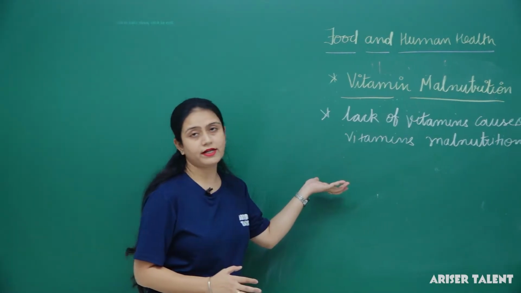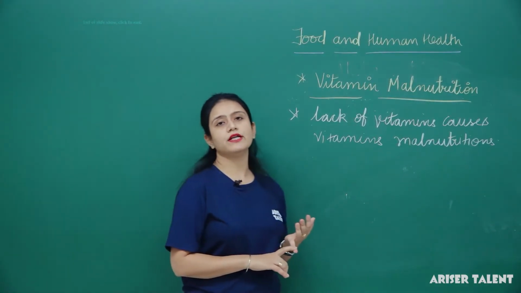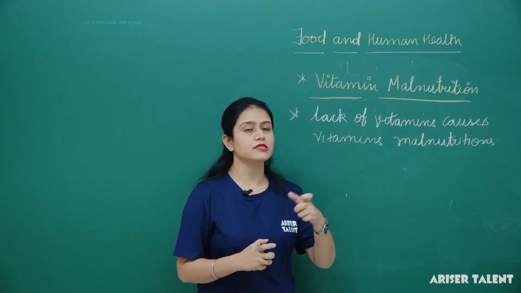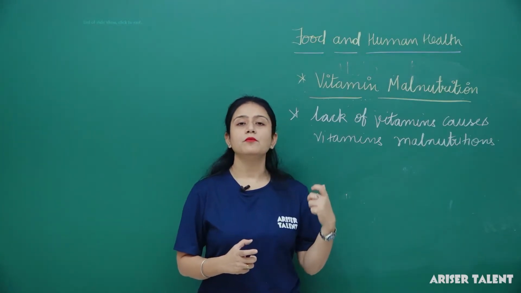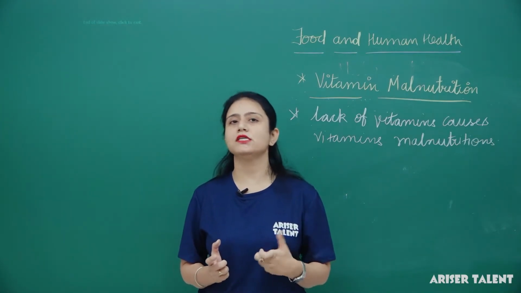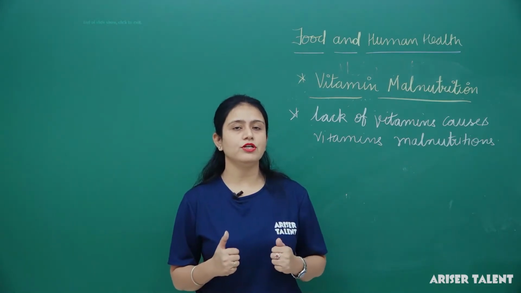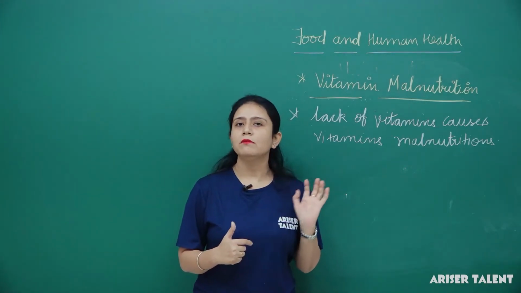So here we studied about the deficiency of vitamins, that is known as vitamin malnutrition. I told you the different types of vitamins, and if there is a deficiency of those vitamins, what will be the diseases caused in the human body. Now we will talk about protein malnutrition. What is protein malnutrition? When there is a deficiency of protein in the body, then it is known as protein malnutrition. So generally it causes two types of diseases. What are they? Kwashiorkor and marasmus.